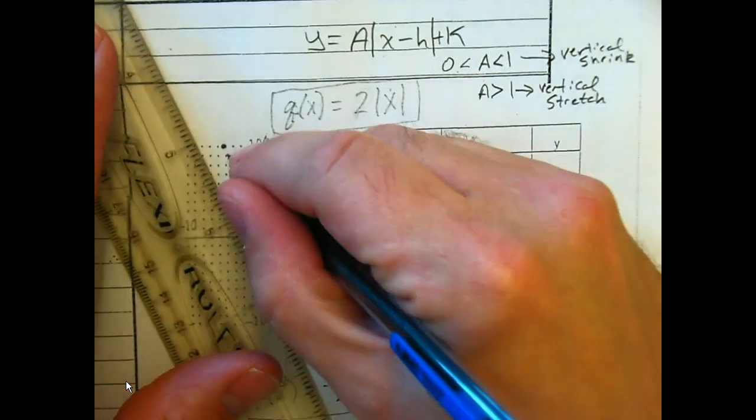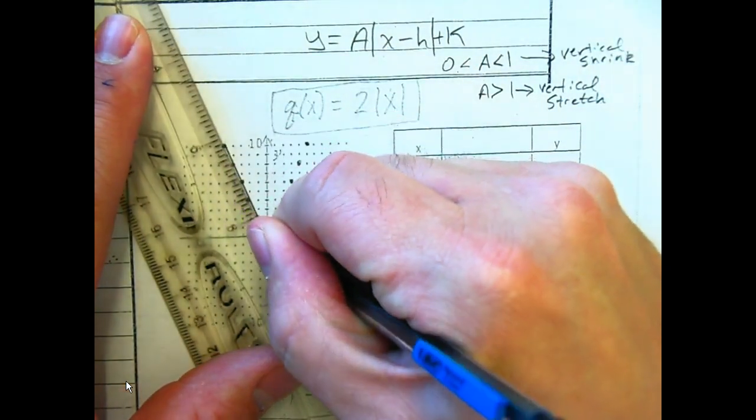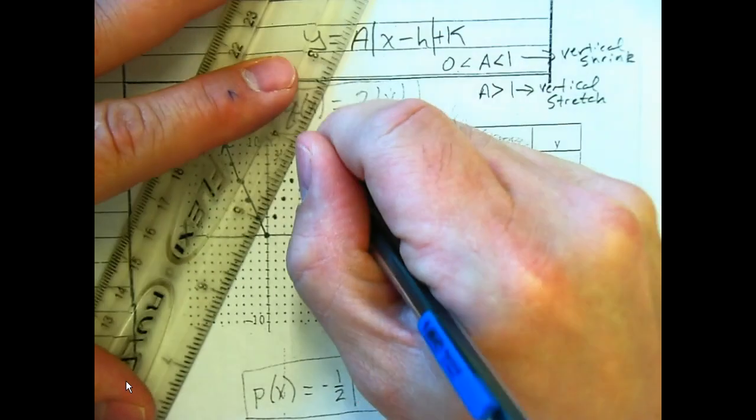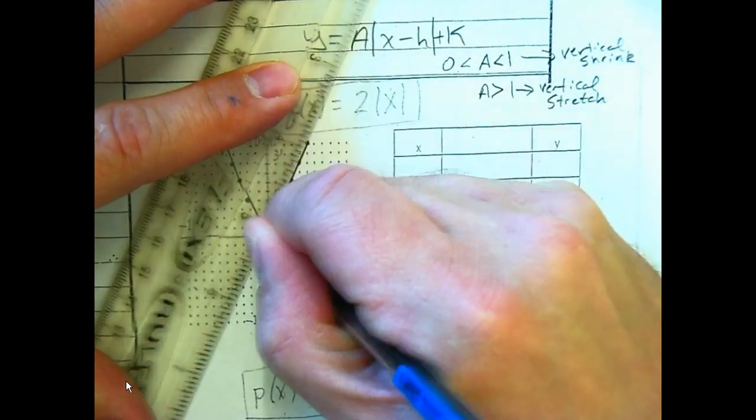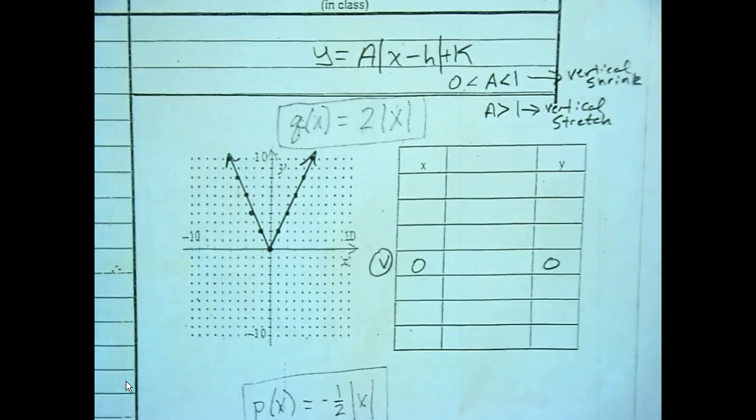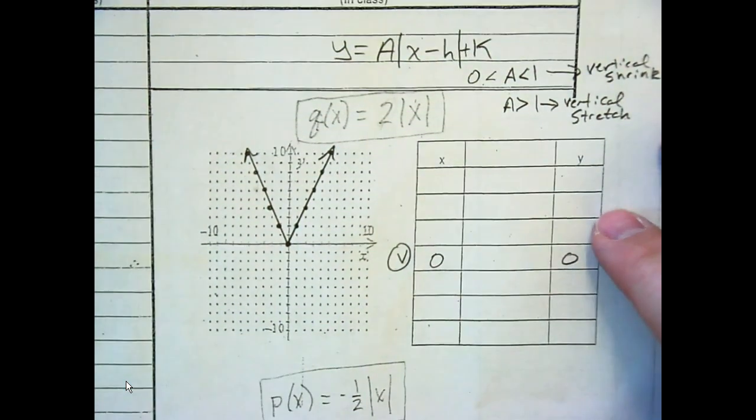And then, Mac, what do I do? Grab a ruler and I connect them. Only because Mac said so. All right, I think you got it.